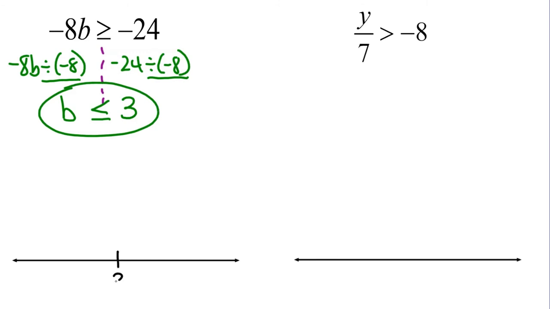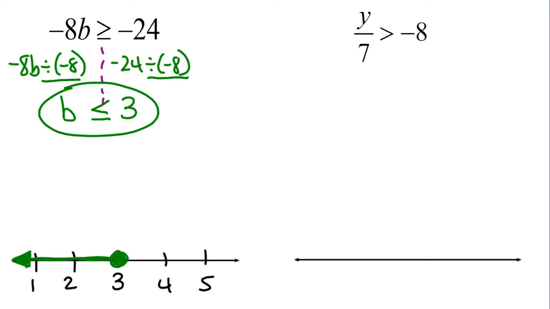So again, if I graph that, here's 3, 2, 1, 4, and 5. If b is less than or equal to 3, here 3 is included, so that's a filled in circle. 3 is a solution, and it's everything less than or equal to 3. So again, that's shaded to the left.